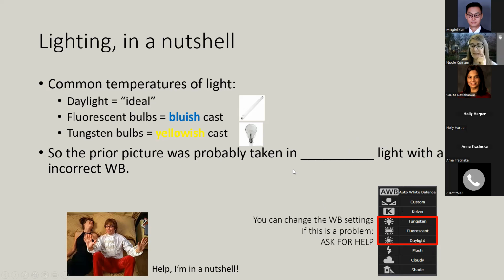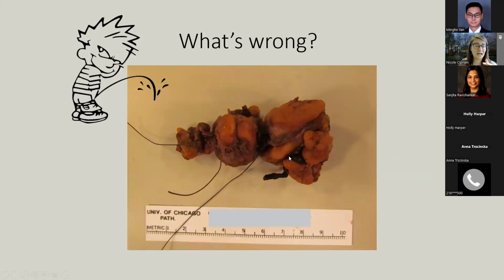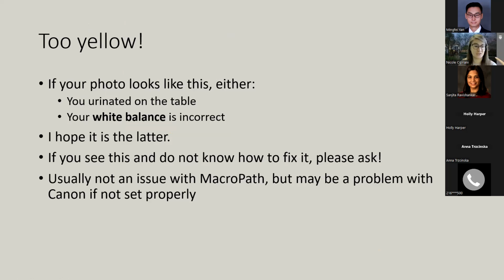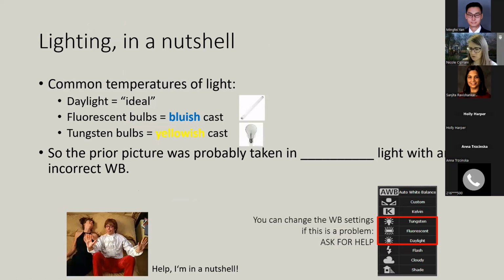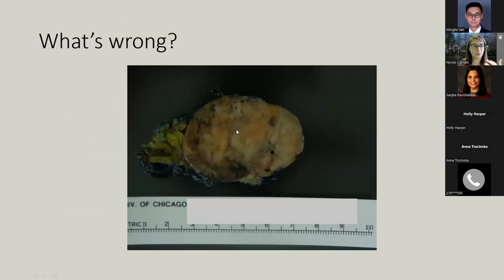So probably the prior photograph may have been taken not on the tungsten setting, right? It was taken on the fluorescent or on the daylight setting, and it just ended up looking too yellow. Okay. So play around with it and find the setting that is appropriate for your working area.